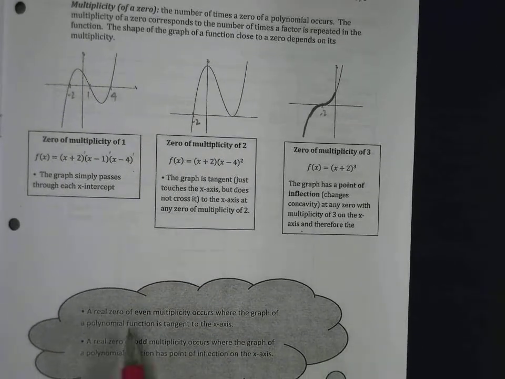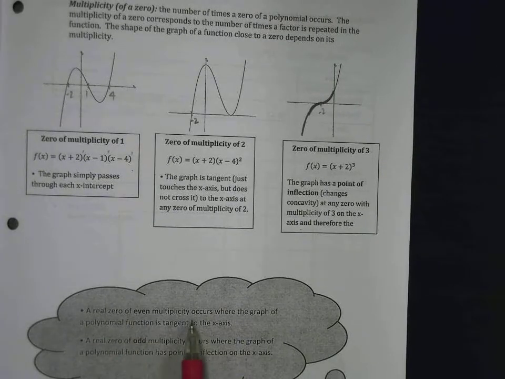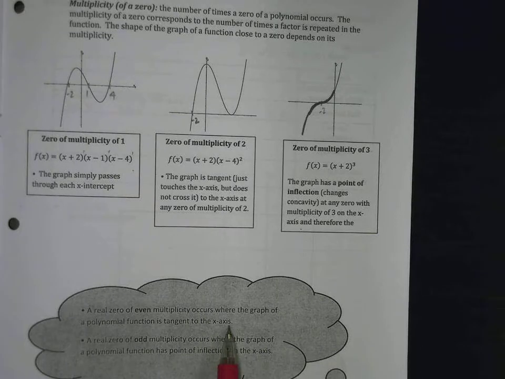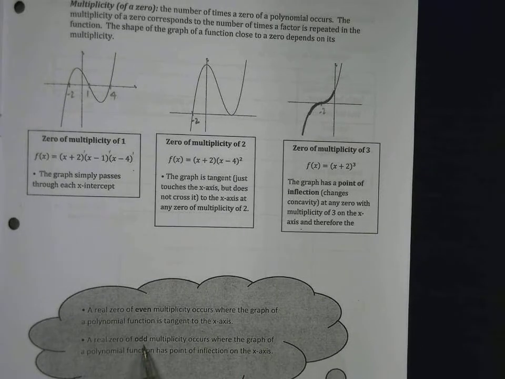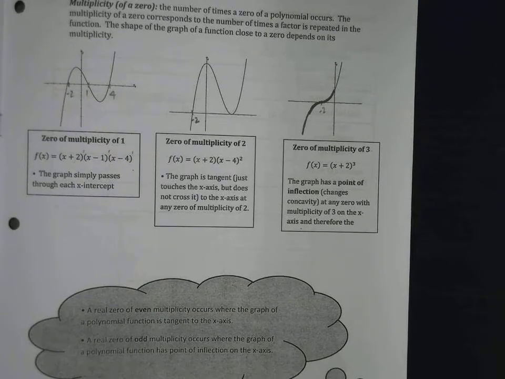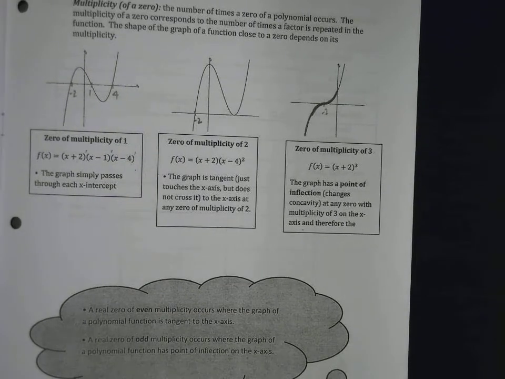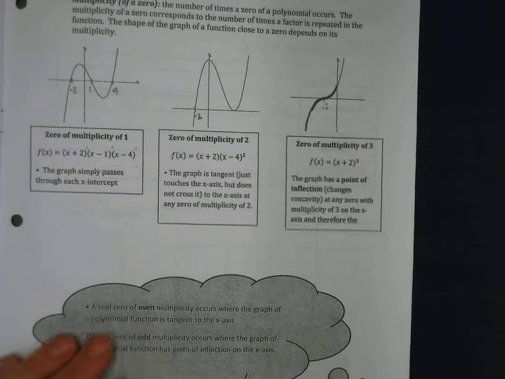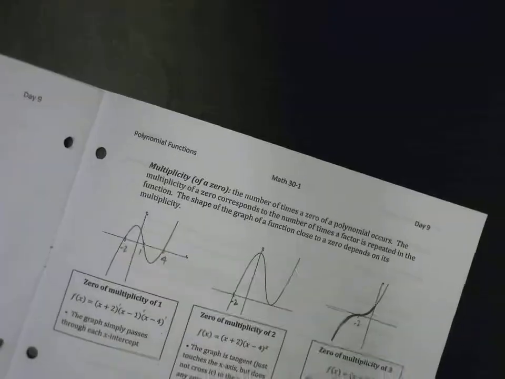All right, so a real zero of even multiplicity occurs where the graph of a polynomial function is tangent to the x-axis. A real zero of odd multiplicity occurs where the graph of the polynomial function has a point of inflection on the x-axis. Okay? All right, so let's work through some examples here.